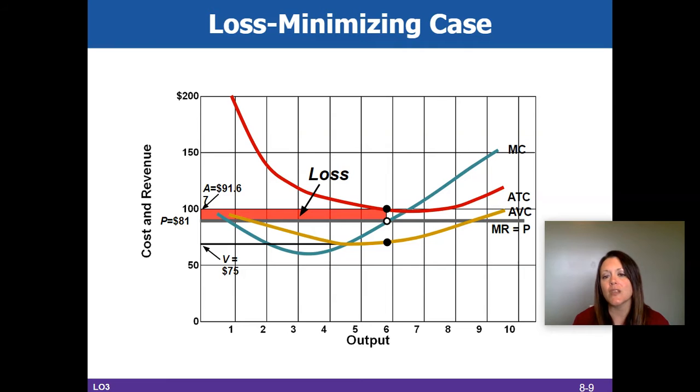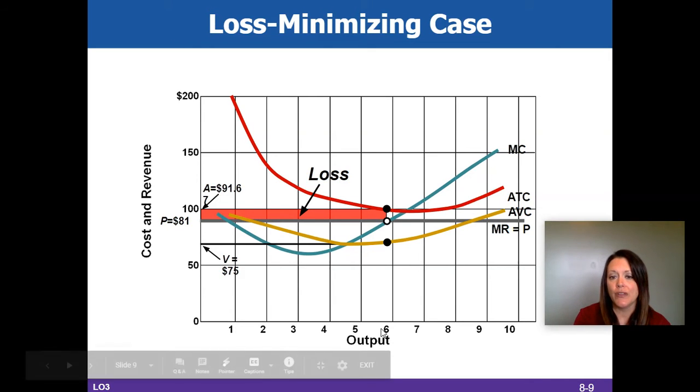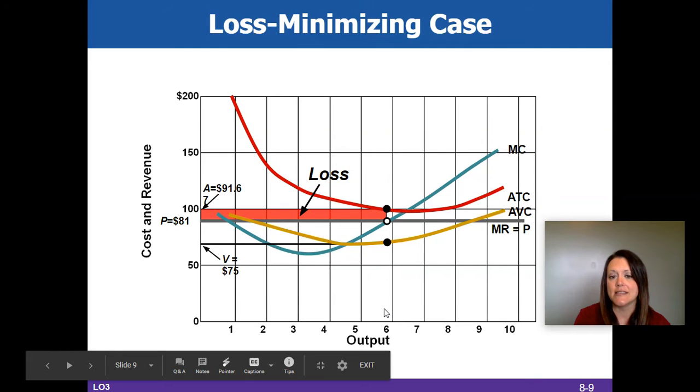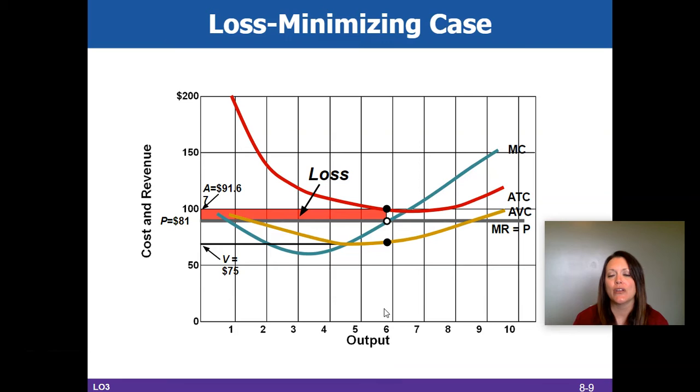So the key here is instead of your price curve being above average total cost, it's now between your average total and average variable cost. So the output that we would be looking at is slightly less than 6. You can't make slightly less than something, and therefore the place where we would actually produce on this graph would be 5 whole units.